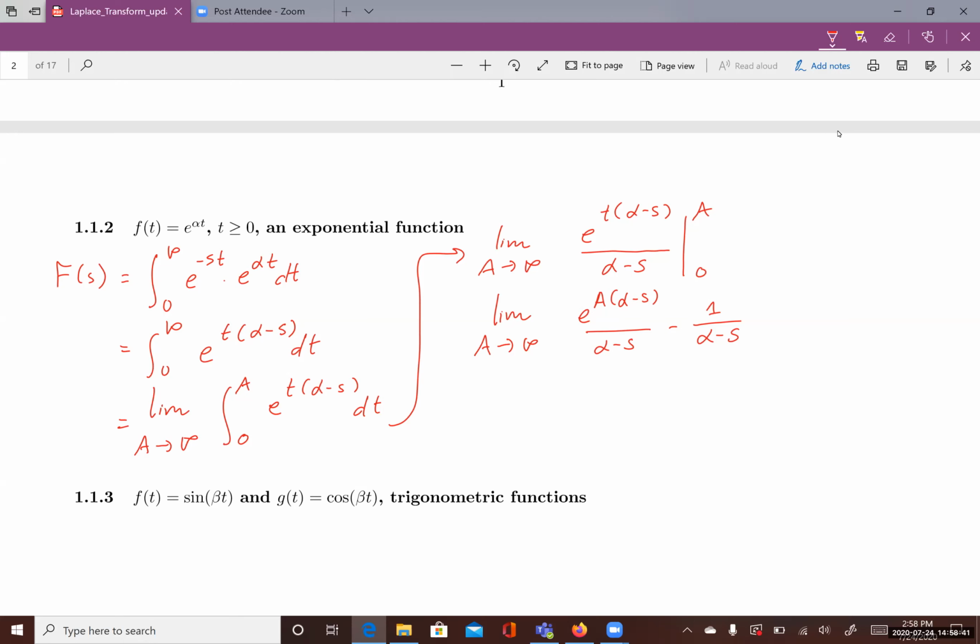All right. Then now, when you have a goes to positive infinity. And if you want to make sure that this, so e to the a times alpha minus s, is the same as e to the negative a times s minus alpha.